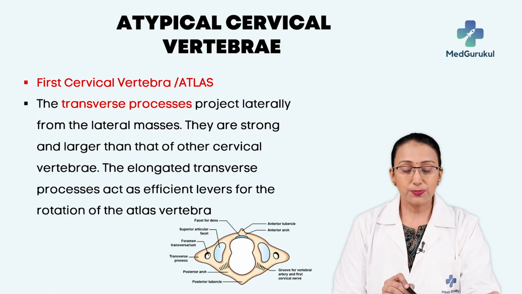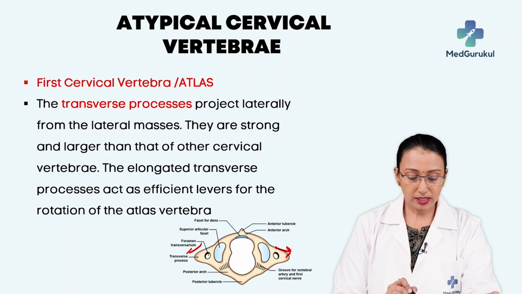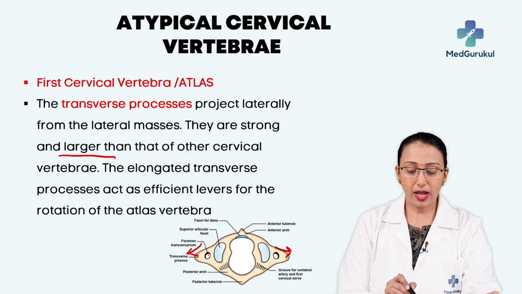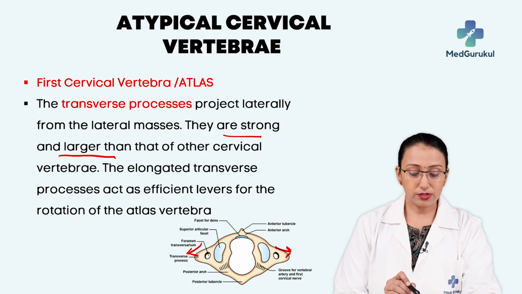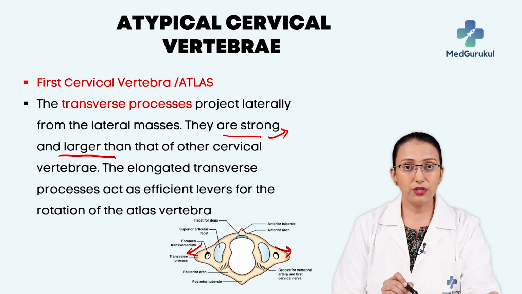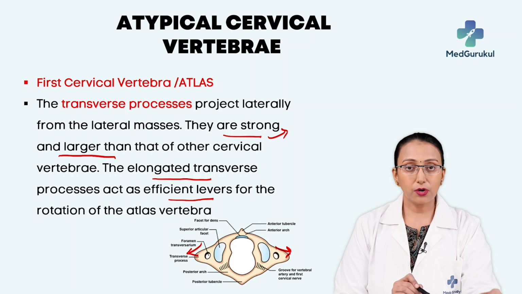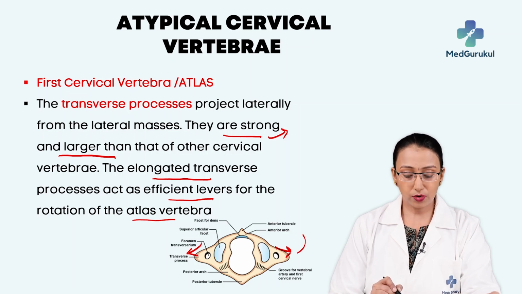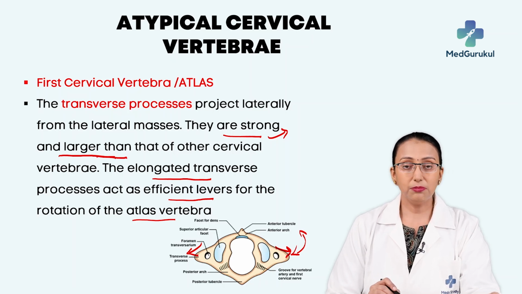This dens has to be fixed in position, which is done with the help of the transverse ligament of the atlas. The transverse process of the atlas projects laterally on either side, and they are stronger and larger compared to the other cervical vertebrae. This is again a special feature to remember. The elongated transverse process will act as an efficient lever for the rotation of the atlas vertebra. This is helping in the rotation because of the wider, larger lateral masses and transverse processes.